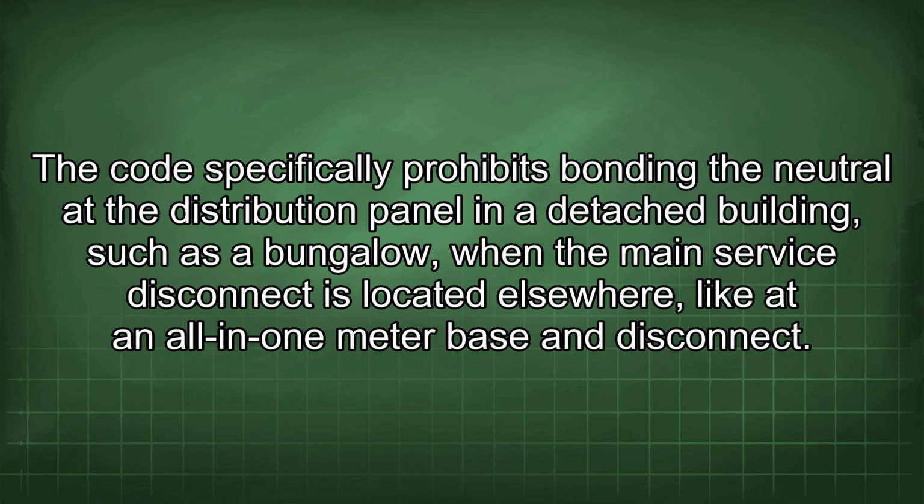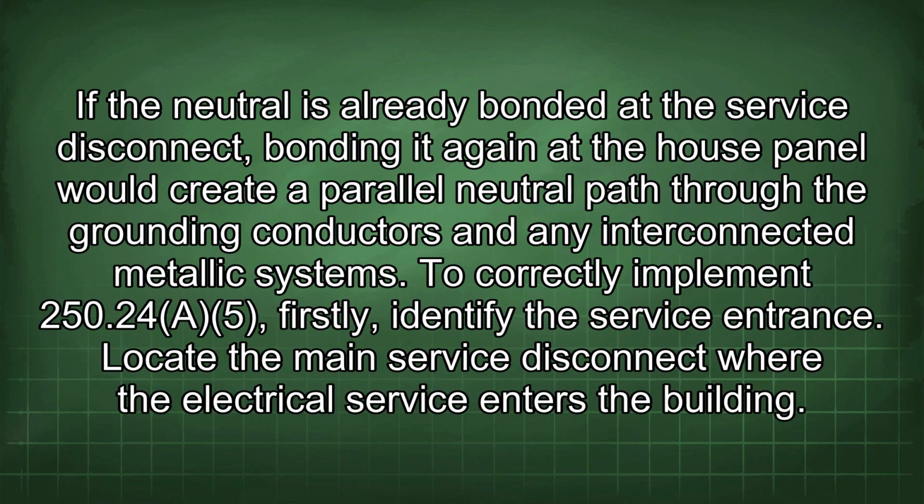The code specifically prohibits bonding the neutral at the distribution panel in a detached building, such as a bungalow, when the main service disconnect is located elsewhere, like at an all-in-one meter base and disconnect. If the neutral is already bonded at the service disconnect, bonding it again at the house panel would create a parallel neutral path through the grounding conductors and any interconnected metallic systems.